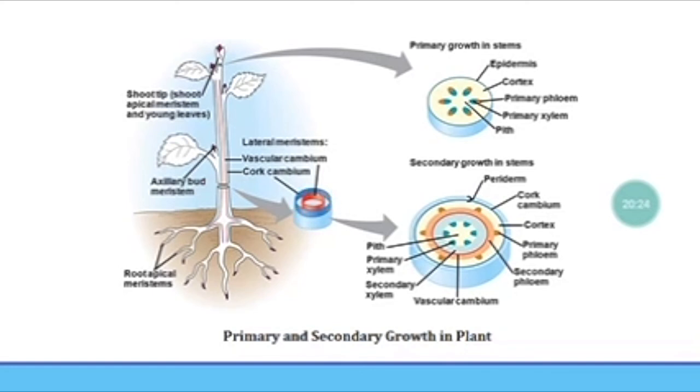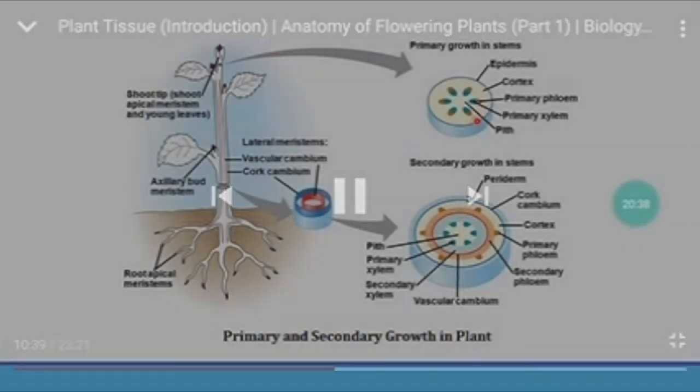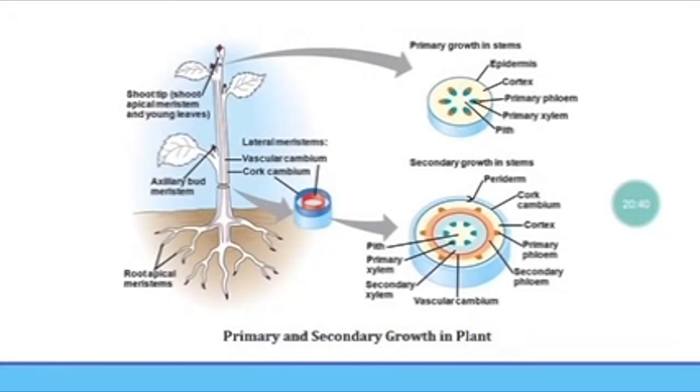In axillary bud development, in the vascular cambium, xylem and phloem are formed separately, but here only the primary phloem and primary xylem are formed, right? Here only development, yes. So these are all different types of meristematic tissue.